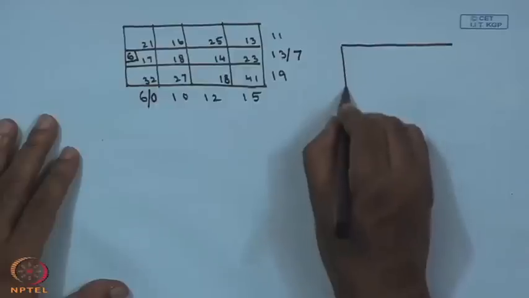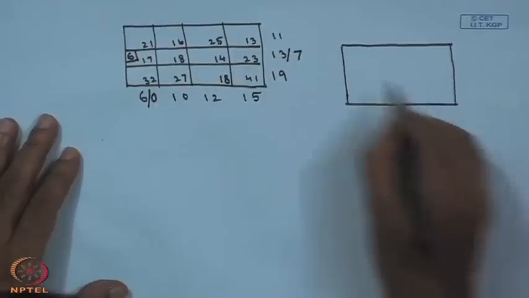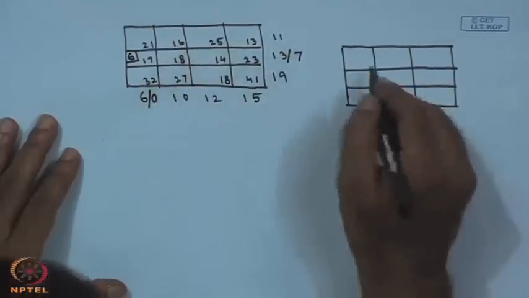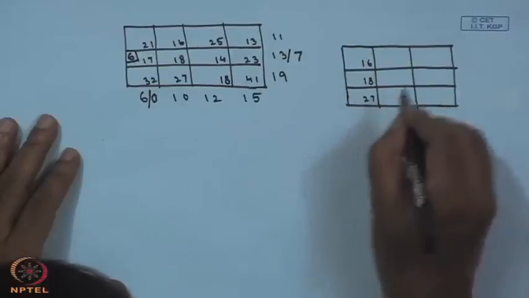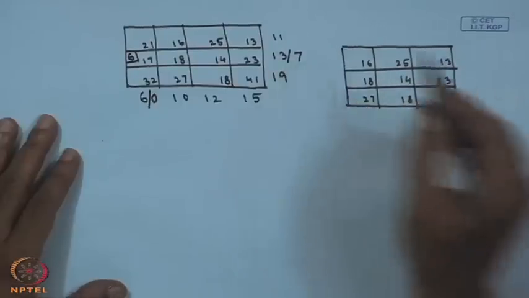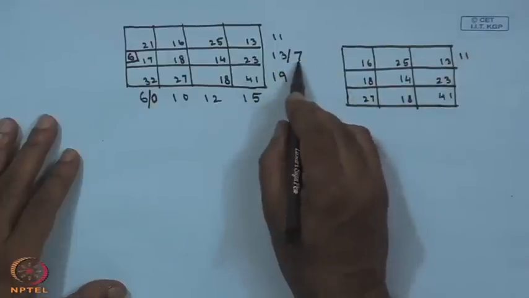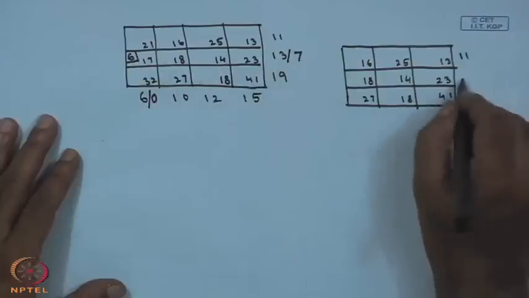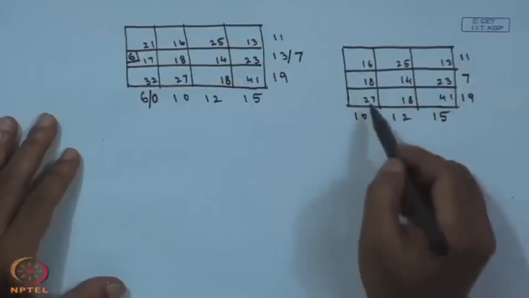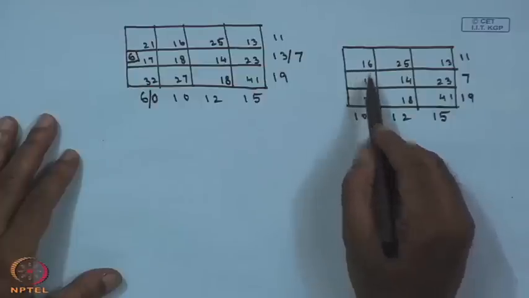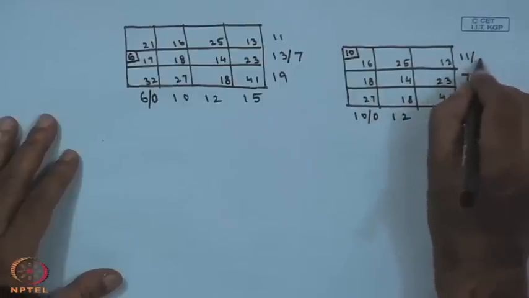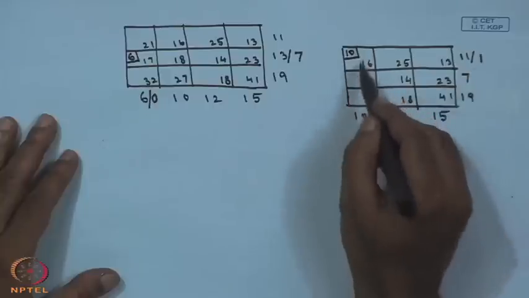So, now you have only 3 rows and 3 columns like this. The columns will start from here: 16, 18 and 27, 25, 14 and 18, 13, 23 and 41. Here the availabilities will be 11, next row it is not 13 but 7, because already 6 of demand we have made up, so it is 7, 19, and here the demands are 10, 12 and 15. Again repeat the same process. On the first column, you find the minimum cost. Minimum cost is on the first cell. Minimum of 10 and 11 is 10. So, you allocate 10 over here. Therefore, this demand is 0 and this reduces to 1. Once it reduces to 1, we can drop the first column again.